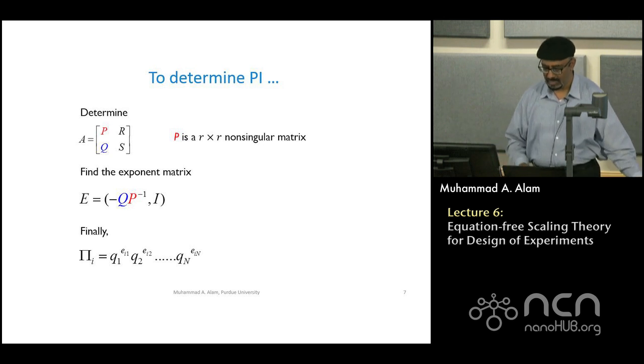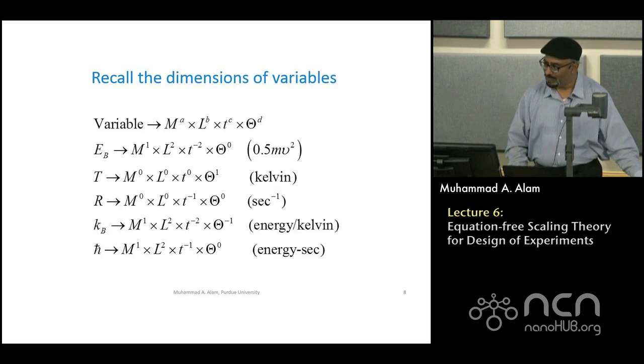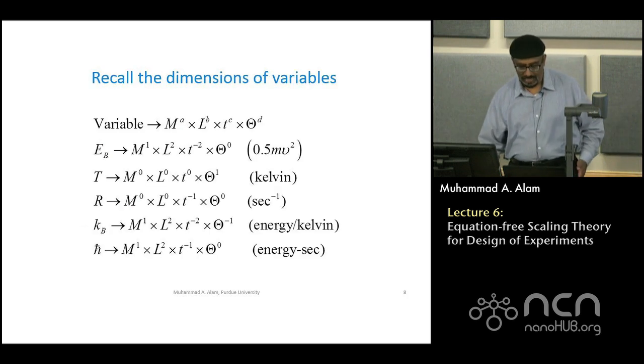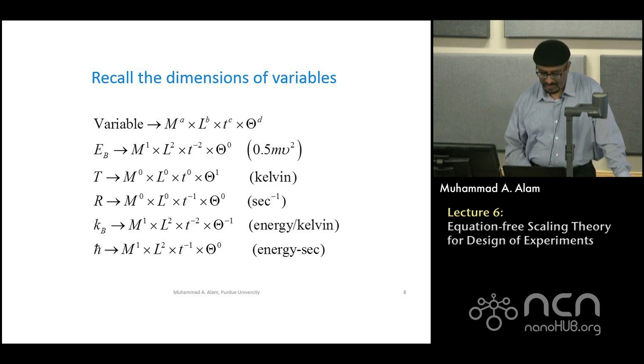So, this is like math talk, which doesn't make much sense. So we want to see some examples first. But before you get to the examples, I hope you know that there are 7 fundamental variables in physics. The variables have to do with mass, length, time, temperature, and so on and so forth. So there are 7 scale variables.